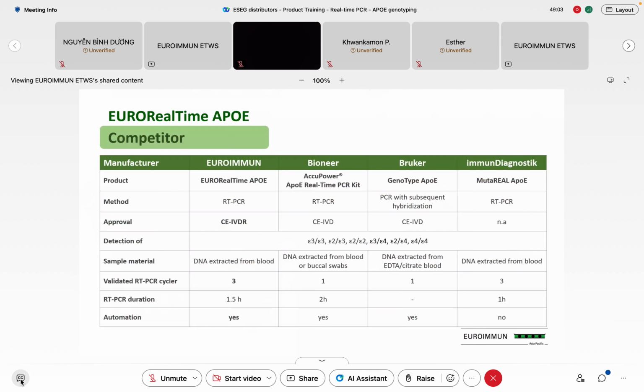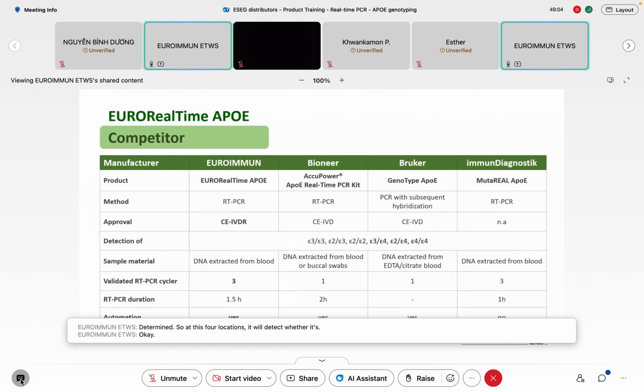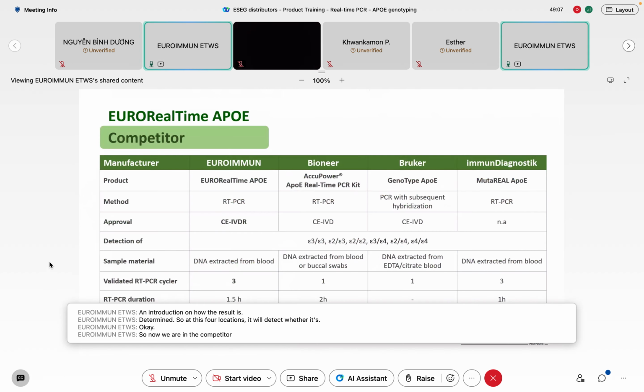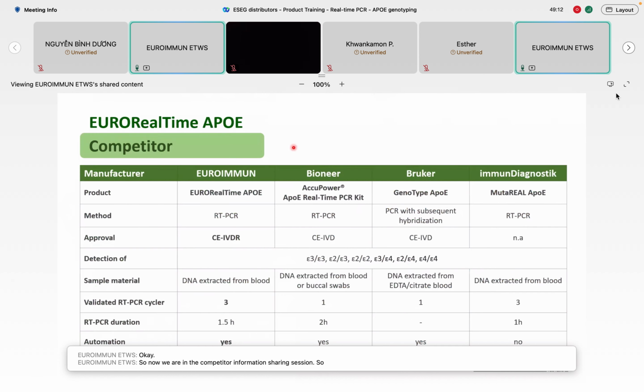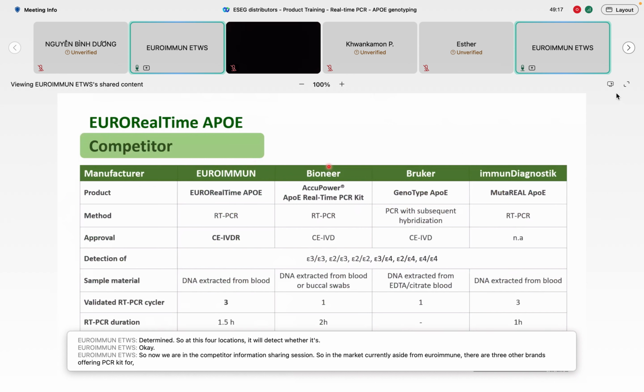Okay, so now we are in the competitor information sharing session. In the market currently, aside from Euroimmun, there are 3 other brands offering PCR kits for APOE genotyping. They are Bioneer, Bruker, and Immune Diagnostic.